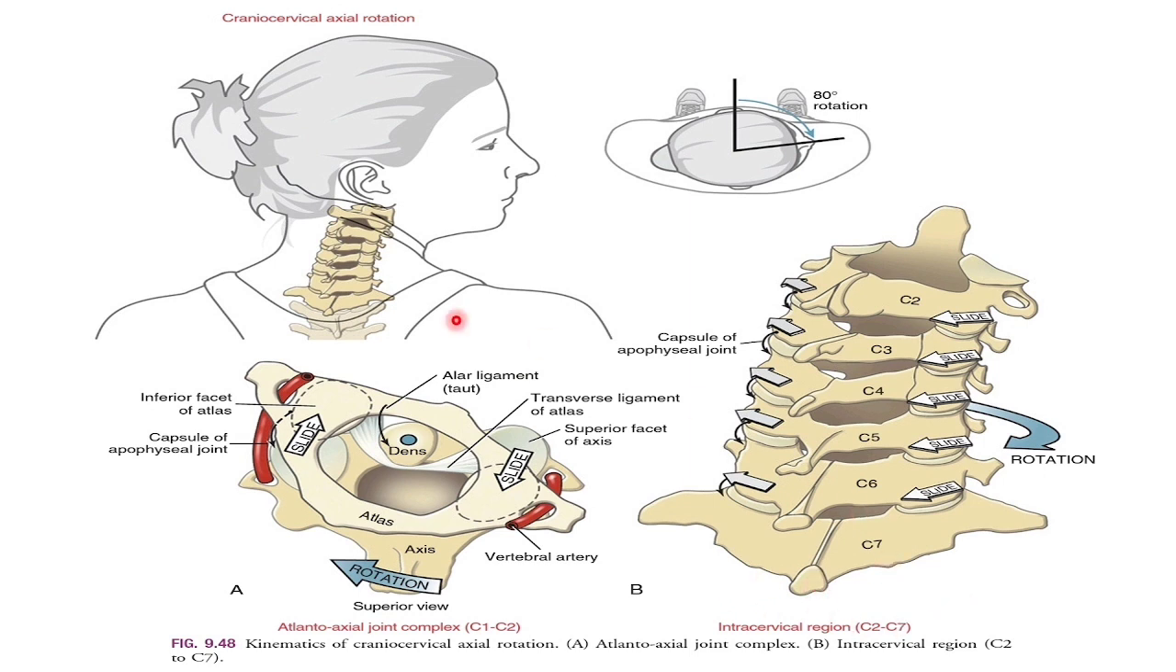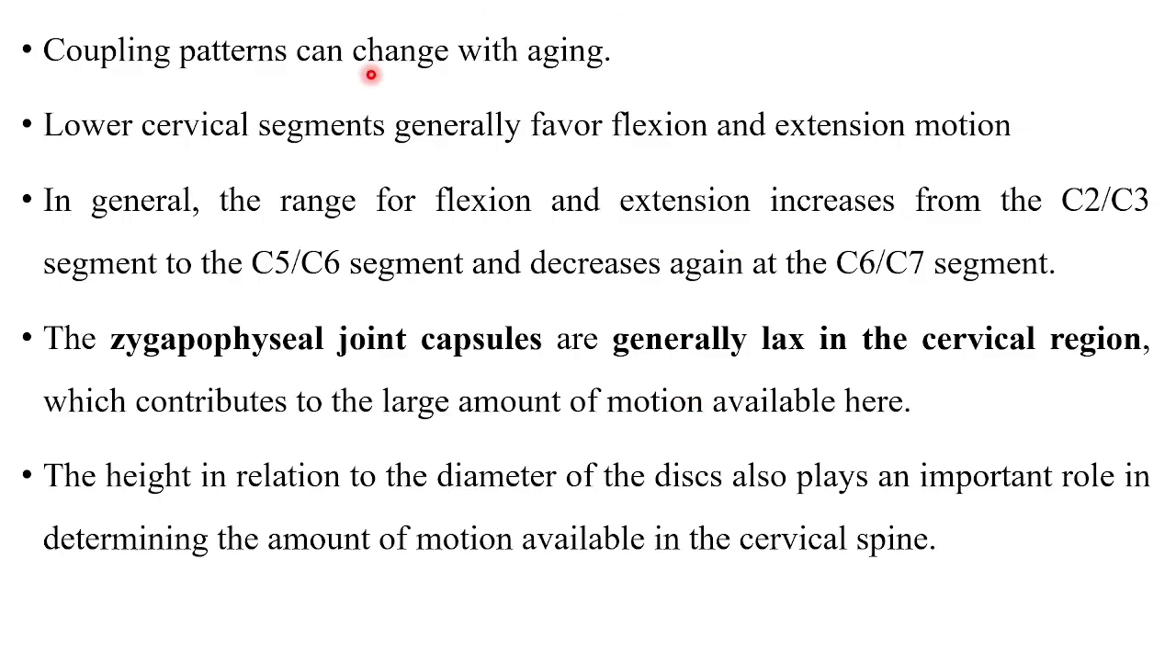So this is about the rotation or kinematics of the rotation of your cervical spine. Coupling patterns can change with aging. Lower cervical segments generally favor flexion and extension motion. In general, the range for flexion and extension increases from the C2, C3 segments to the C5, C6 segments and decreases again at the C6, C7 segments.